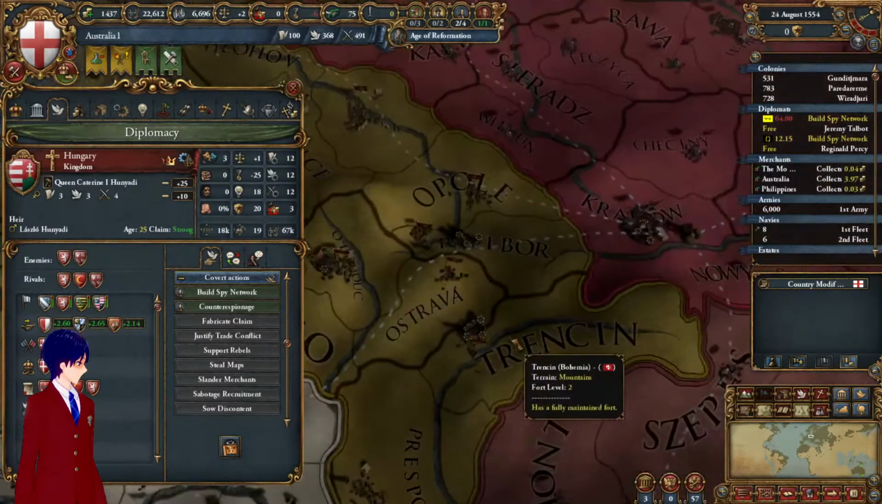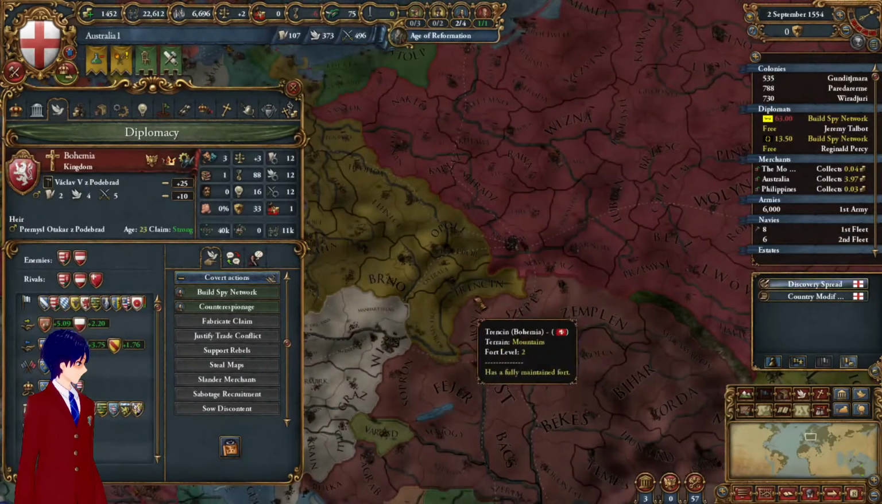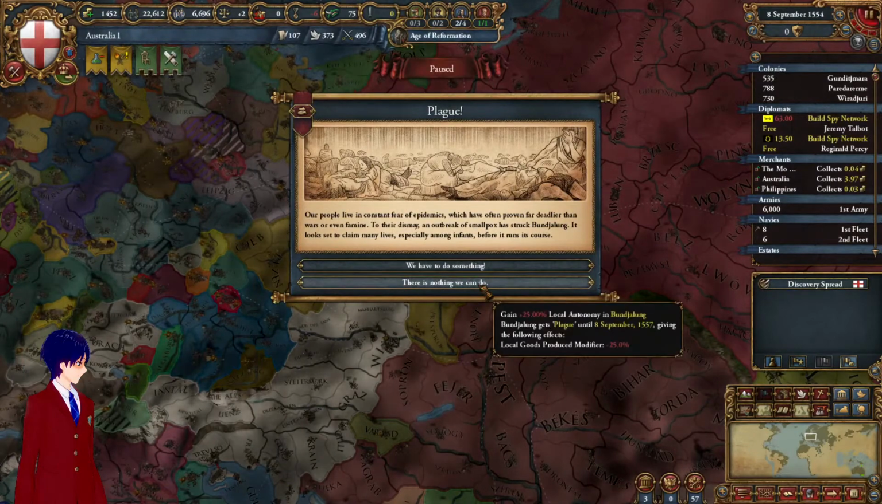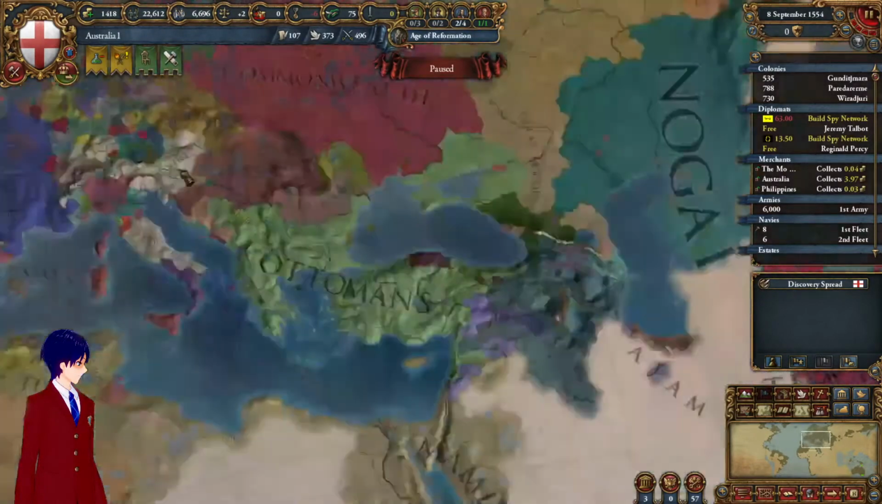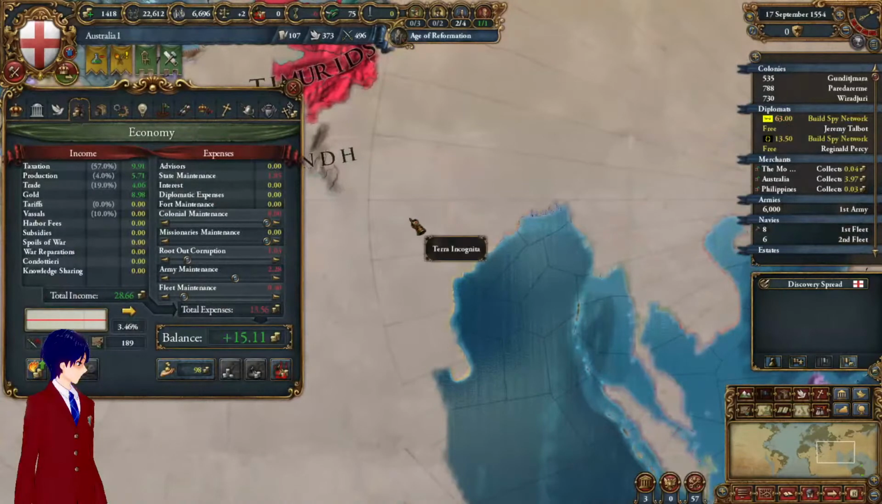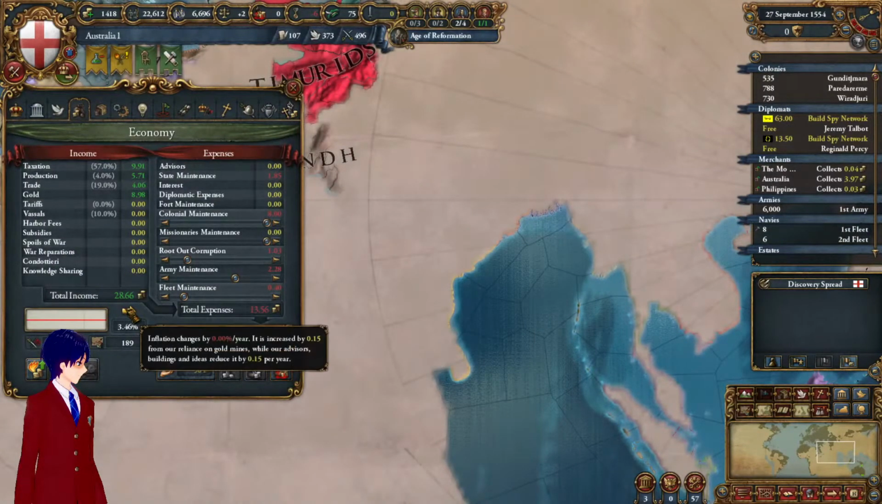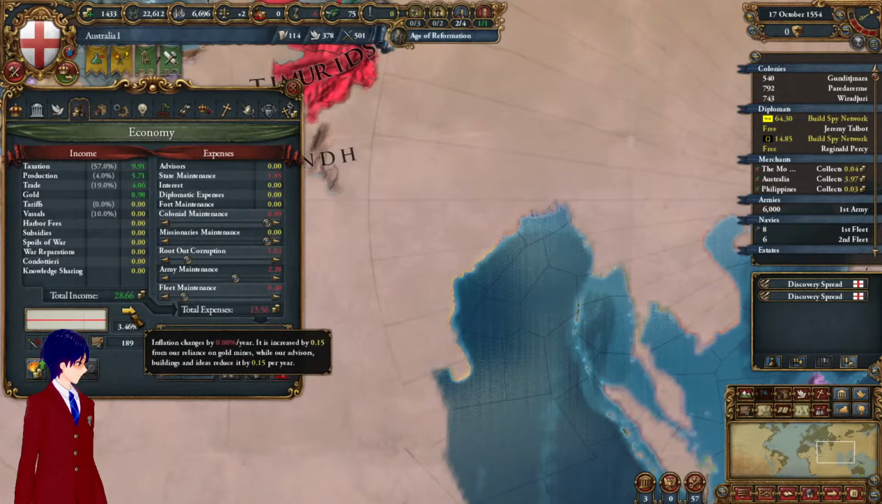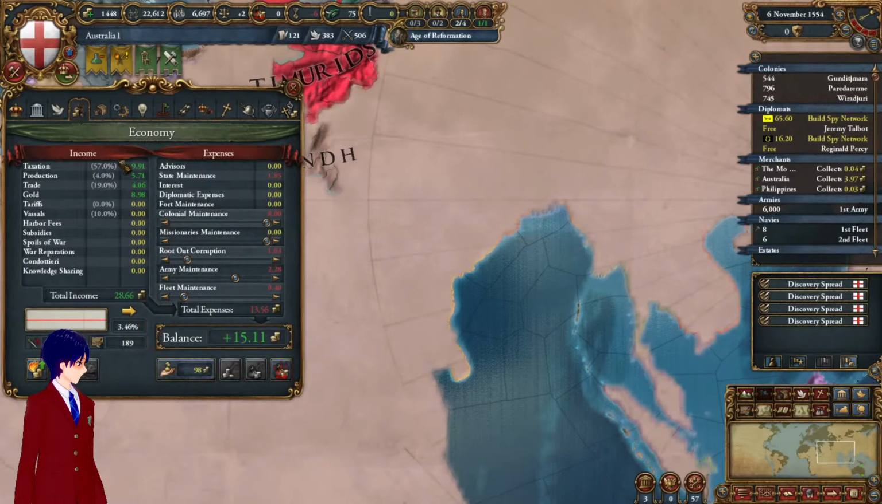Those are the... No, those... Yeah, no, this got taken by Bohemia. Paid off. It's nice when you have money, because you really can. Oh, you see that? By 15... Hey, wait. What? While our advisors, buildings, and ideas reduce it by 15.